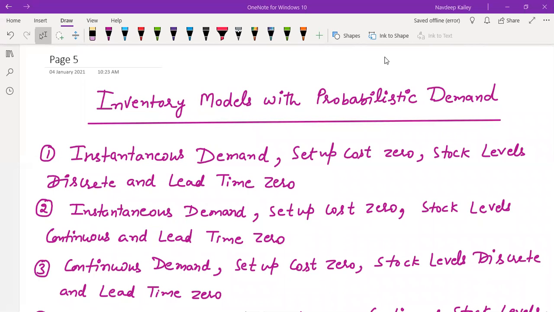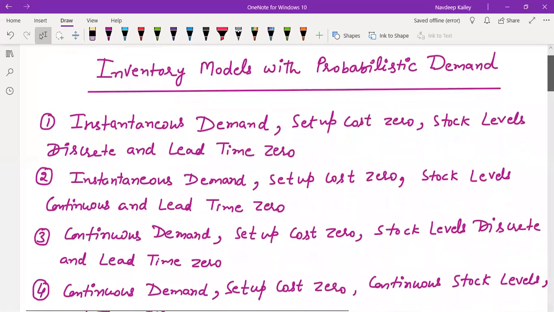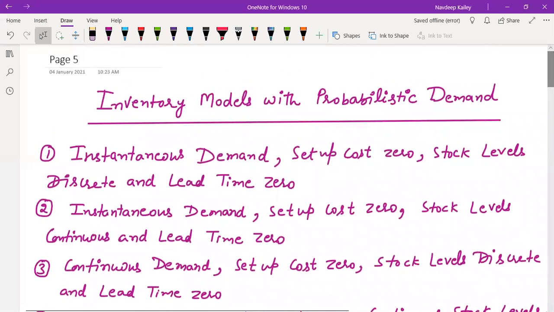Hello students. In my previous video, I discussed inventory models with probabilistic demand. In my last video, I discussed the first model, in which instantaneous demand is there, setup cost is zero, stock levels are discrete, and lead time is zero. Today, I am going to discuss models 2, 3, and 4 under the category of inventory models with probabilistic demands.